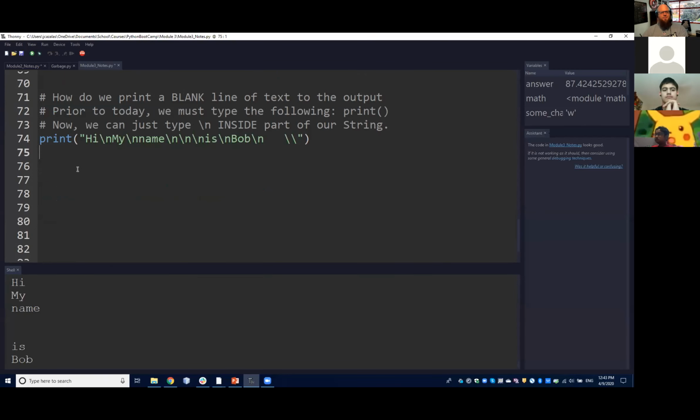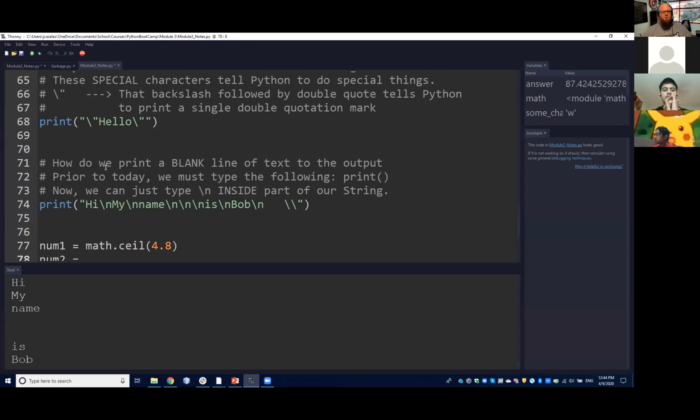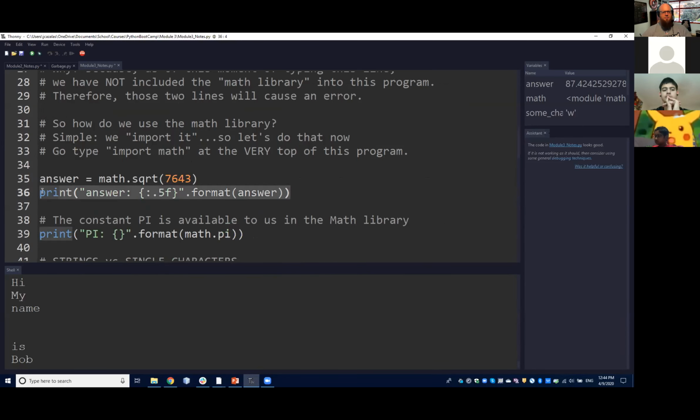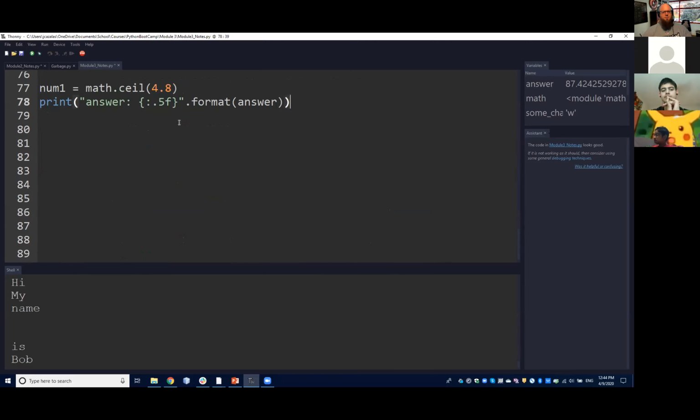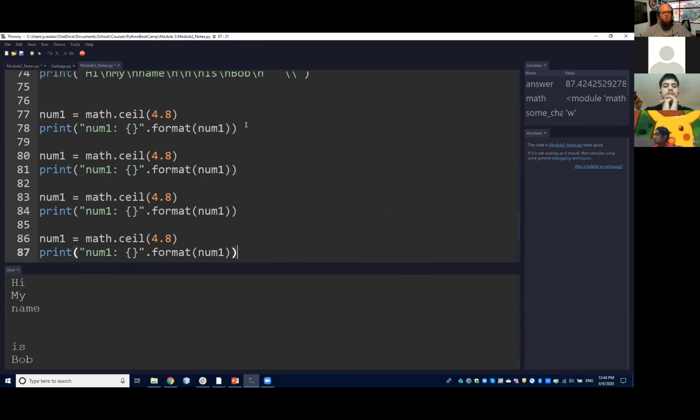Let me delete this. If I were to say num1 equals math.ceil of 4.8, num2 equals, let me print a lot of these real quick. I'm being lazy, copying and pasting from above. Got to be smart. Num1, cool. Let's copy several of those. Num1, num2, num3, num4. So if I were to say math.ceil 4.8, ceiling says look at the whole number above you.